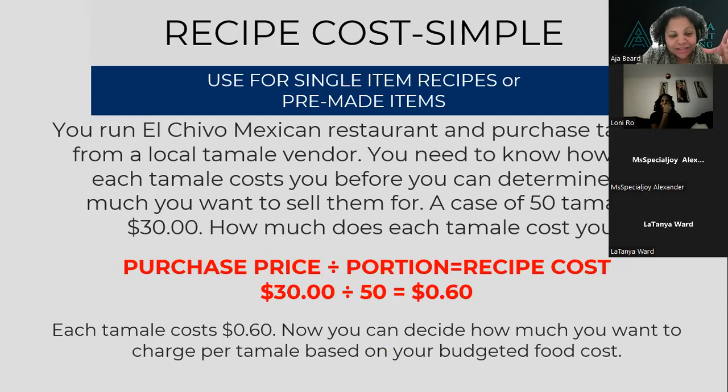Now that I know it costs 60 cents, I can decide how much I want to charge per tamale based on whatever I've budgeted my food costs to be. A lot of restaurants are anywhere between 25 to 35% on food costs. If you're at 25%, easy math, you mark it up 4 times. If you want to be at 30%, you mark it up 3 times. But if you don't do this formula to figure out how much it costs you per tamale, and you have a competitor down the block who's selling tamales 2 for $1, and you try to compete and do that same special, you're actually losing money every time you sell your 2 for $1.